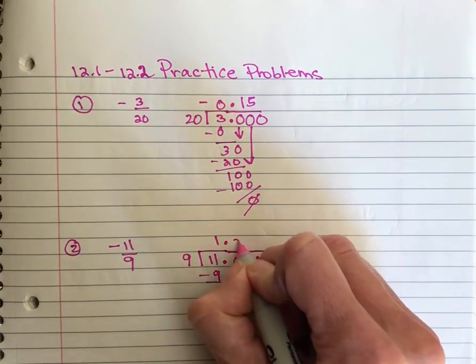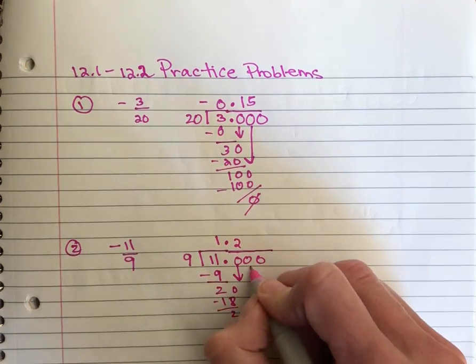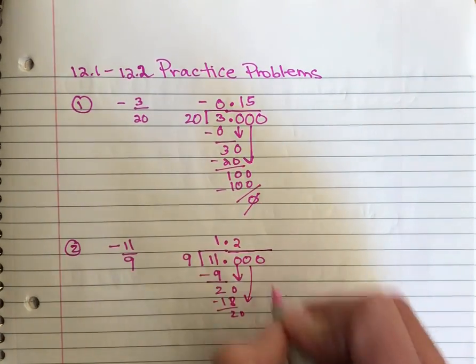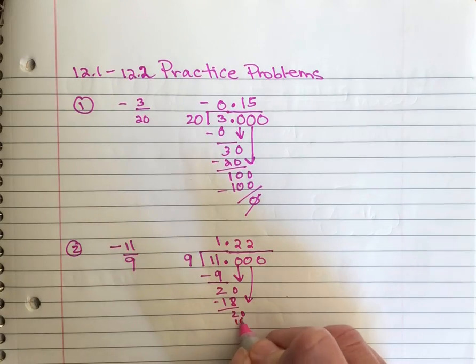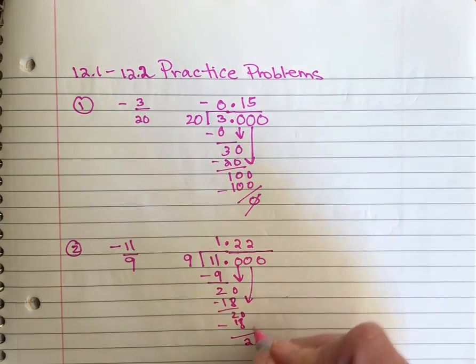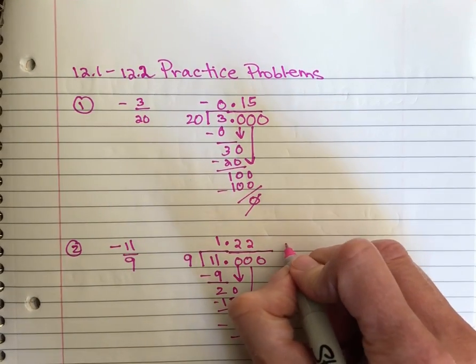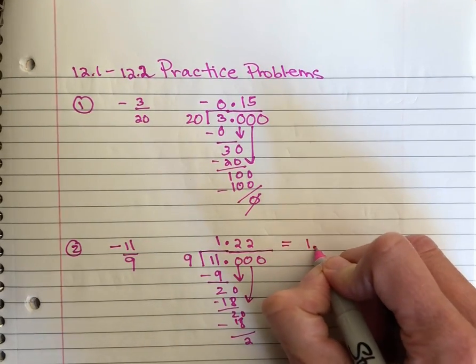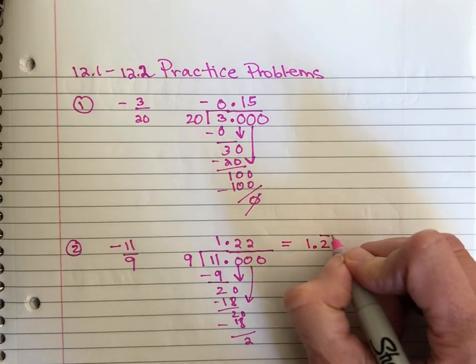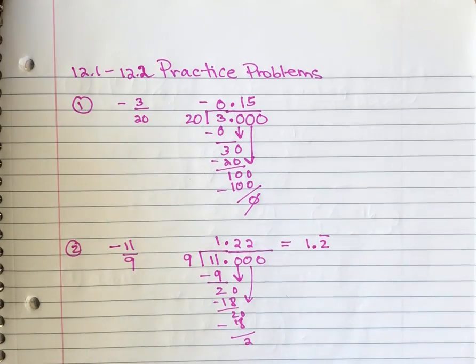9 goes into 20 twice. Add 18, subtract, I get 2. Bring down. 9 goes into 20 twice. Add 18, subtract, and I get 2. You will notice that we can just keep doing this forever and ever. We don't want to do it forever, so we will say 1.2, repeating. That bar means that this 2 goes on forever.